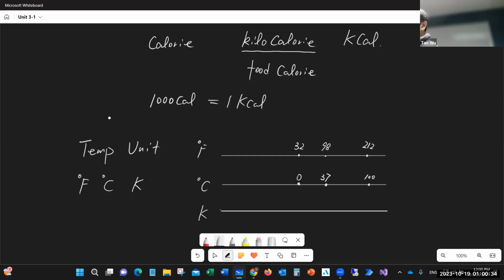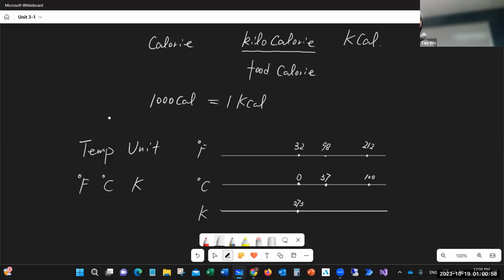Yeah, about 37. For the Kelvin, 0 Celsius, the freezing point of water, is 273, but actually should be 273.15. But let's just ignore the 0.15. So we just usually use 273.